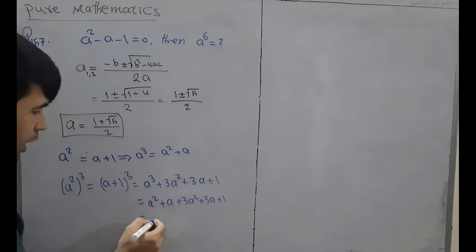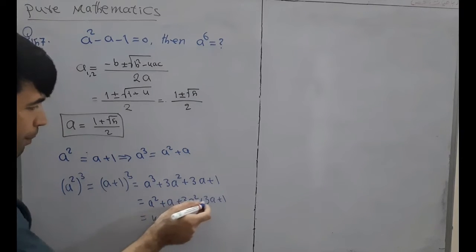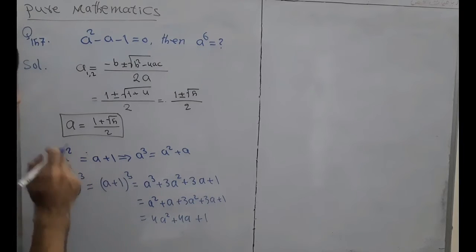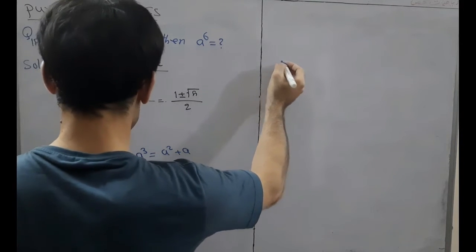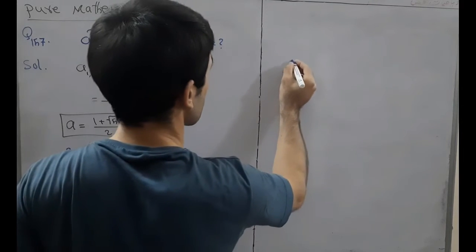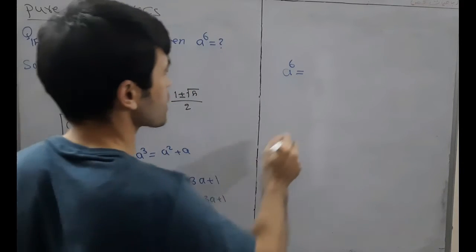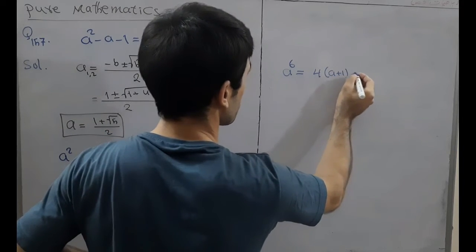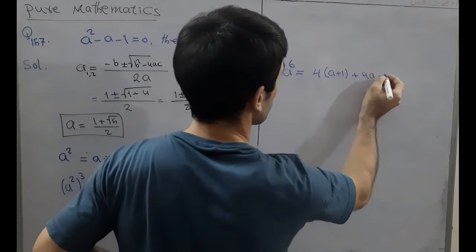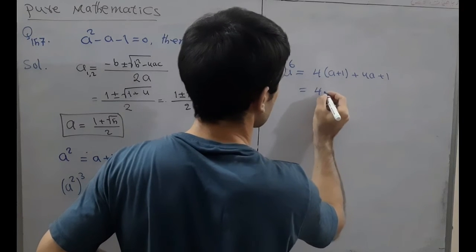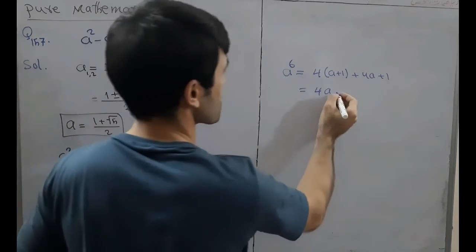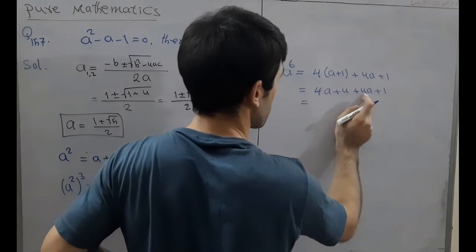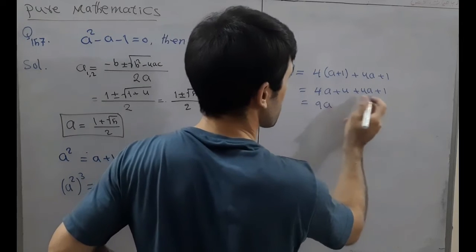So we get 4a square plus a plus 3a, that is 4a, plus 1. Now, instead of a square, we can write a plus 1. Here a to the power 2 multiplied by 3, it is equal to a to the power 6, is equal to 4 into (a plus 1) plus 4a plus 1. It is equal to 4a plus 4 plus 4a plus 1, that is 8a plus 4 plus 1, that is 5.